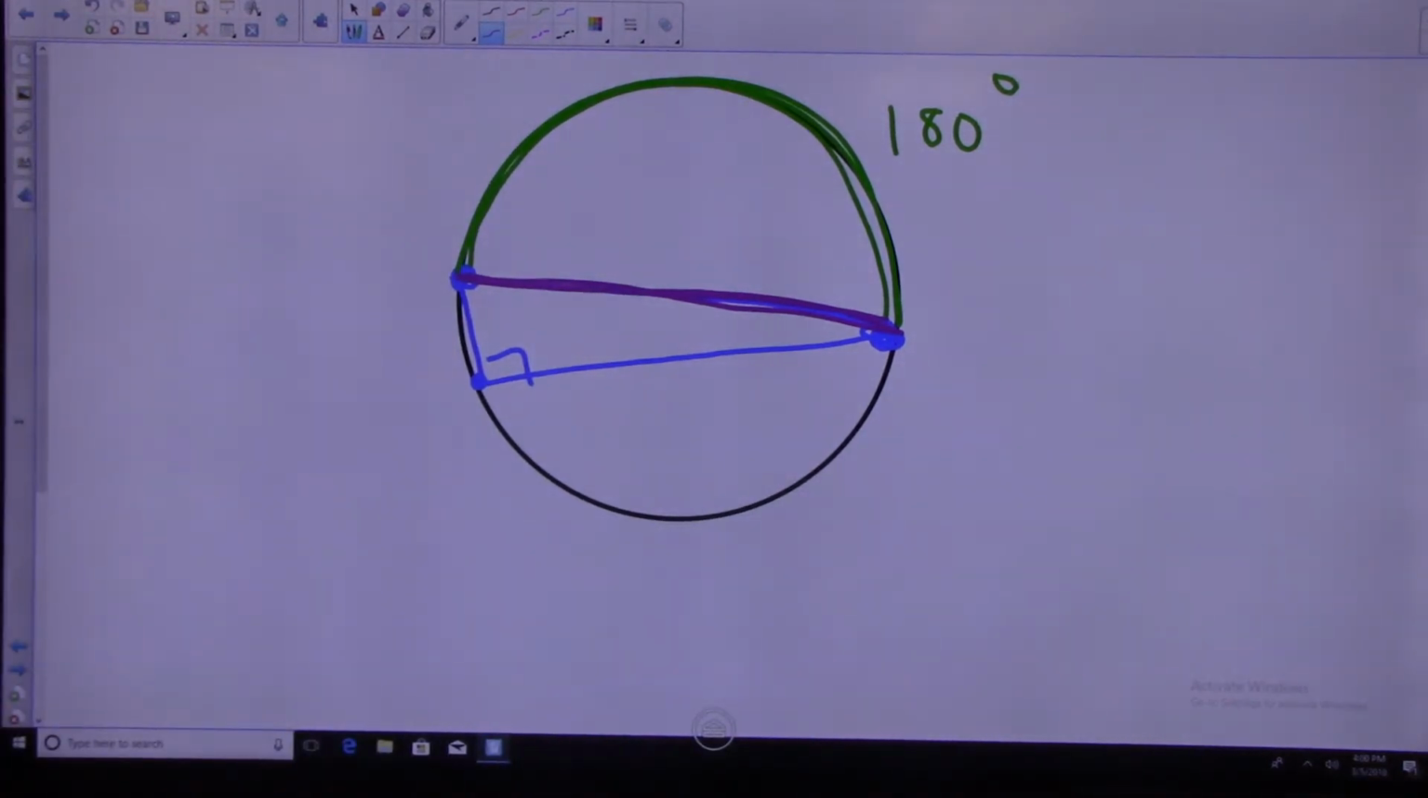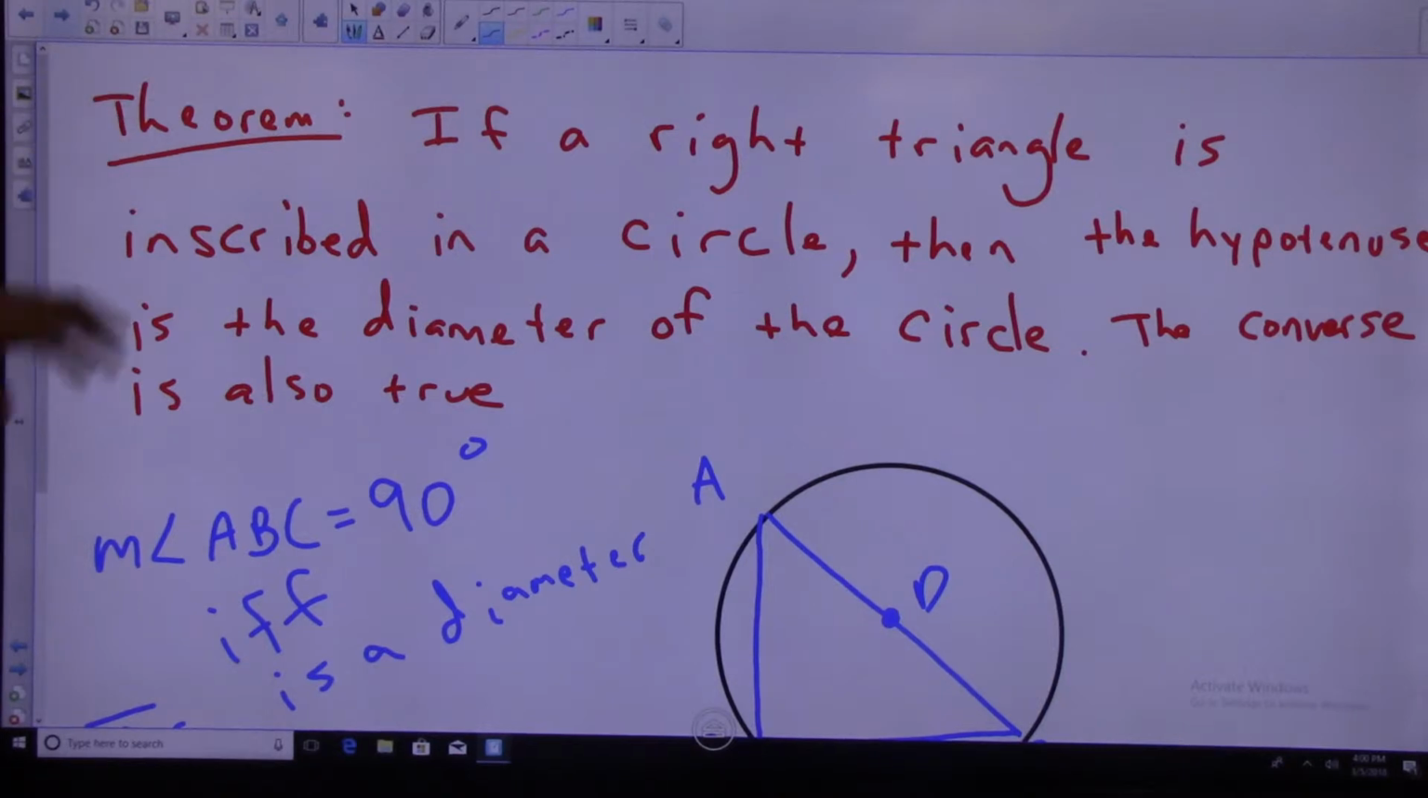So let's go ahead and write this down. The fact that we just figured out is this. If a right triangle is inscribed in a circle, then the hypotenuse is the diameter of the circle, and the converse is also true. If we wrote that backwards, exchanging the hypothesis and the conclusion, that fact is going to be true as well. So let me read this again. If a right triangle is inscribed in a circle, then the hypotenuse is the diameter of the circle. The converse is also true.